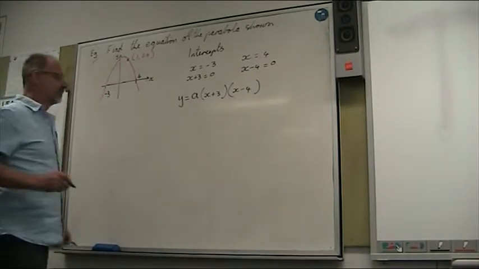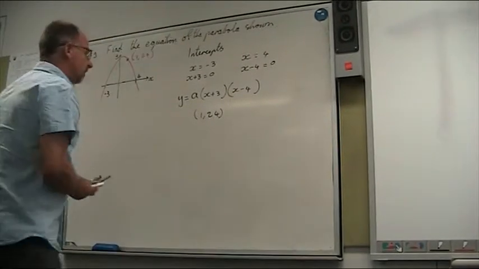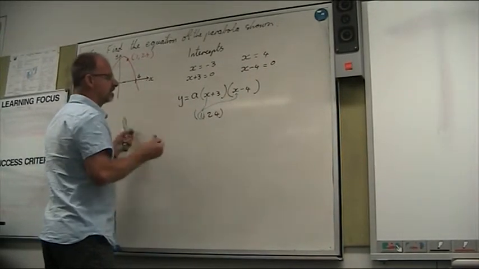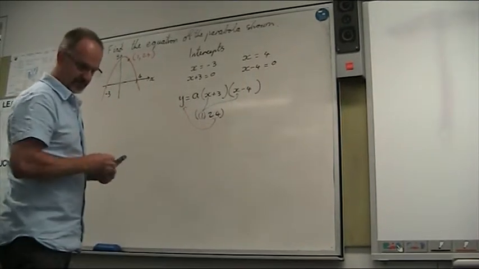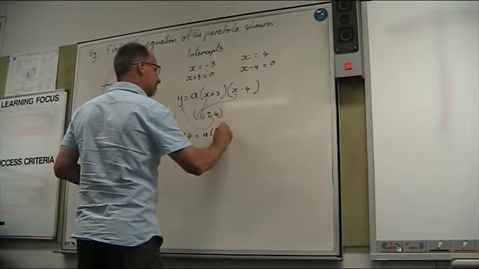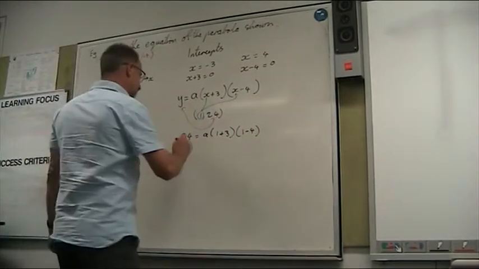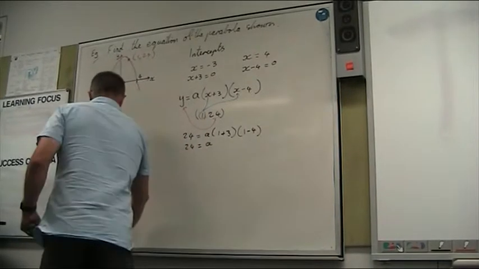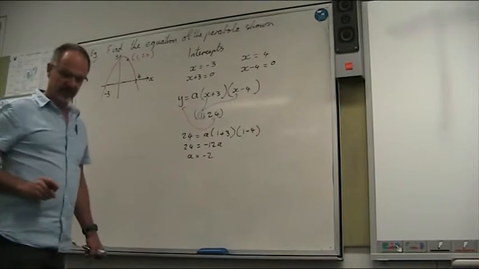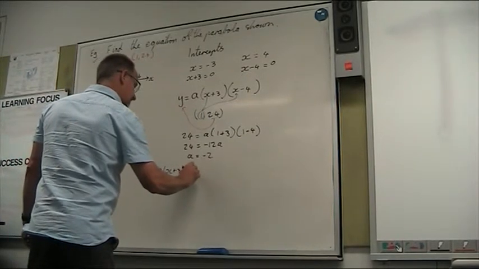So we've been given another point, the point 1 and 24. So we would use that to help us work out the dilation, because when x is 1, put that in there, then y would be 24, put that in there. And so 24 equals a times 1 plus 3 times 1 take 4. So 24 would equal negative 12a. So a is negative 2. And so our equation then, minus 2, x plus 3, x take 4.